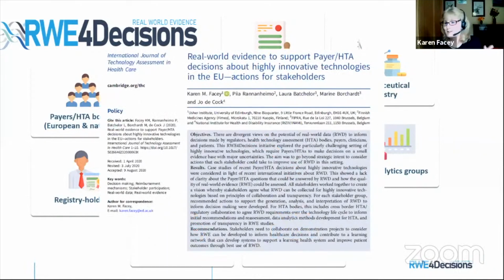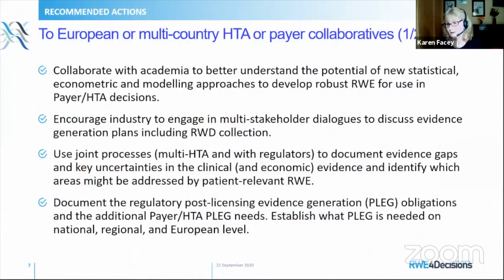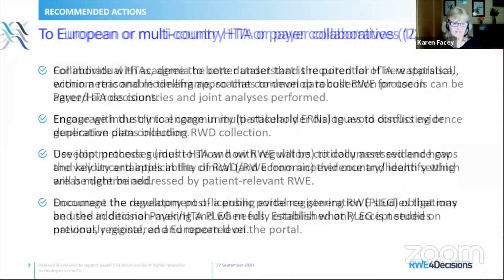So I'm the academic, so I published a paper, but that's not really the interesting thing. You can go away and read that, and you can see our 2 pages of actions that we developed for the different stakeholders. And here's an example of one set of actions. Here's the actions that, in a sense, I gave back to Jo. So these are the actions for the multi-country HTA or payer collaboratives. And there's a couple of pages of these.